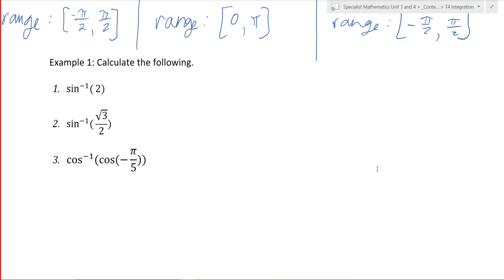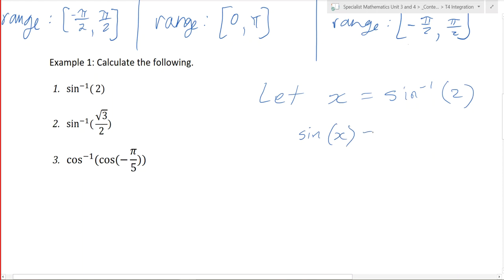So if you look at the first one, sine to the -1, the first step to solving is to let x equal the function. Okay. Then we can bring the sine over. So now we have sine x is equal to 2.